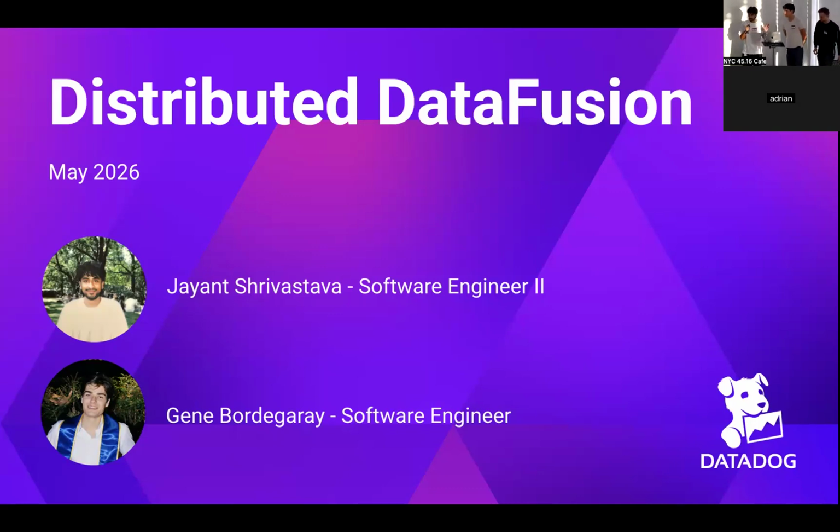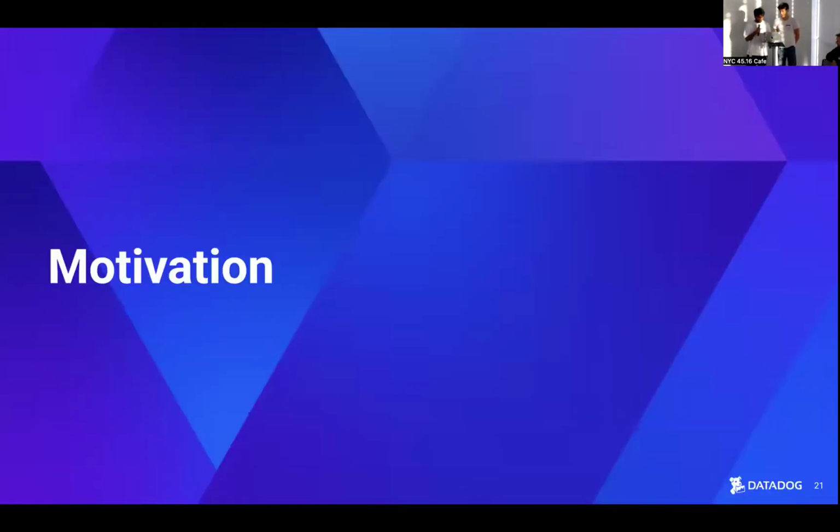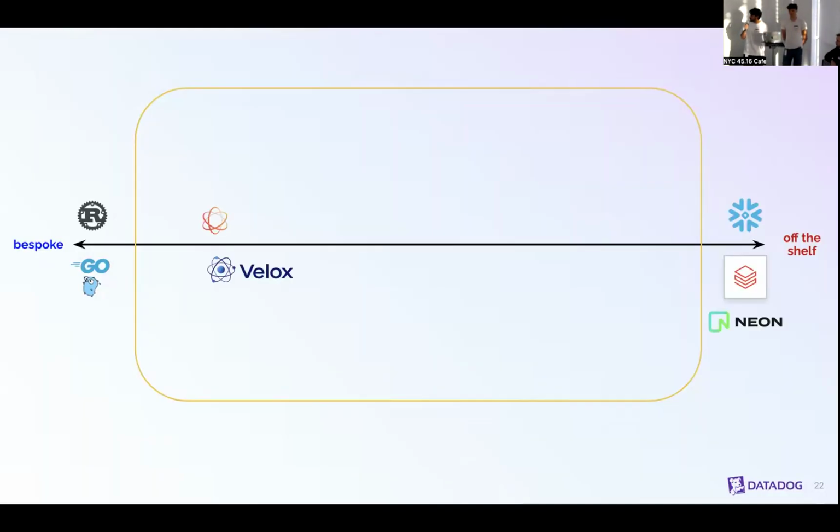This is Gene, and we're going to talk about DataFusion on CPUs, or distributed DataFusion, in other words. Let me just start with some motivation. Here's a bunch of database products, and they're on a spectrum from off the shelf, ready to go, to write your own database. As we saw in the first presentation, DataFusion is in this special spot where it's a library that gives you all the things you need to build a database. You don't have to go out of your way to implement everything from scratch.